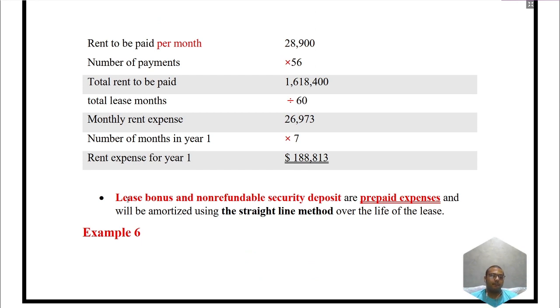Our next bullet here is lease bonus and the non-refundable security deposit. And I want you to be careful if it's refundable or non-refundable. If it's non-refundable, it's like the lease bonus. It's a prepaid expense and it will be amortized over the life of the lease using the straight line method. But if it's a refundable security deposit, it's a receivable for you. Okay, we have an example about it later. Let's read it. Lease bonus and the non-refundable security deposit are prepaid expenses and will be amortized using the straight line method over the life of the lease. Okay.